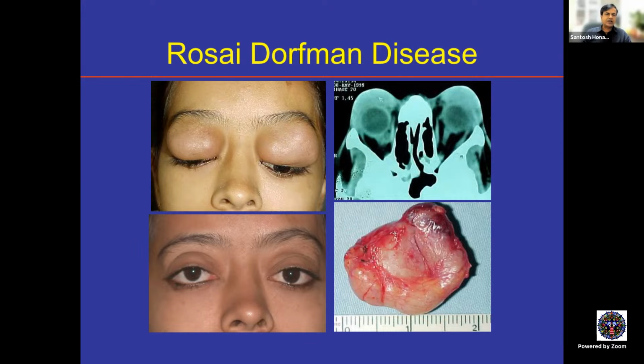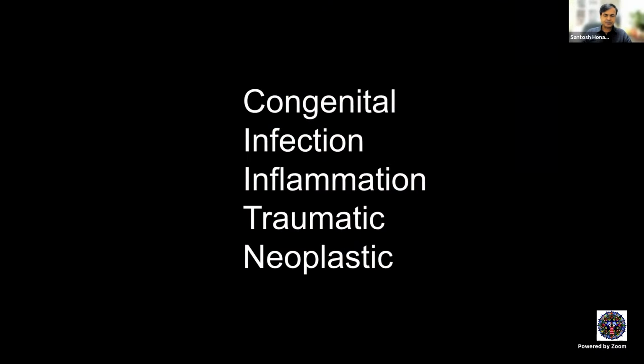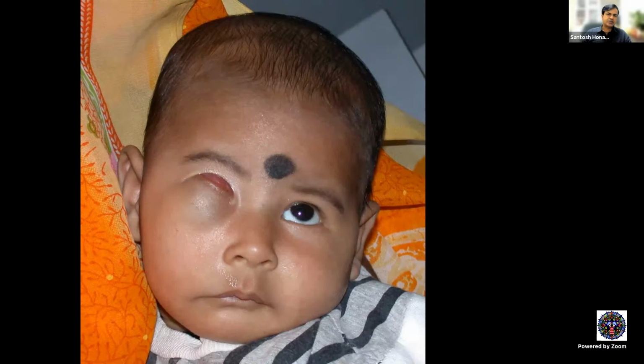So histiocytic lesions and lymphoproliferative lesions are the ones in which patients have proptosis with regional lymph node involvement. Infections can cause it, IgG4 related disease can cause it, but more important are lymphoproliferative lesions such as lymphoma and histiocytic lesions, and of course, eyelid and conjunctival tumors with orbital extension. So these are the differential diagnoses. Then let's get down to the classic list: congenital, infection, inflammation, traumatic, and neoplastic.